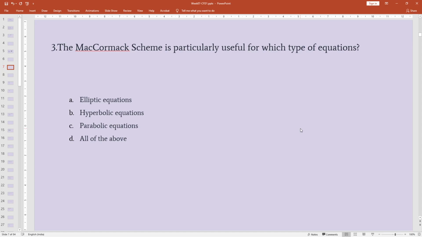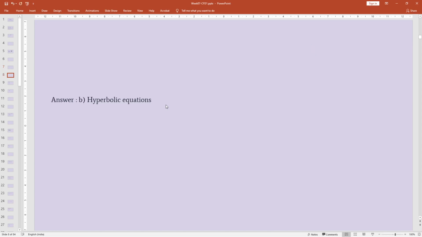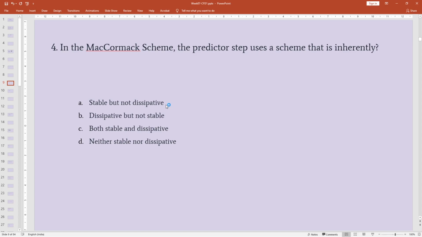Yes, you're right. It's option B, hyperbolic equations. The McCormack scheme and the other scheme we discussed in week 7 belong to hyperbolic equations. In week 7 it is mostly limited to only two schemes, so in our interactive session we will be discussing these two schemes in much more depth. Again, a question from the McCormack scheme.